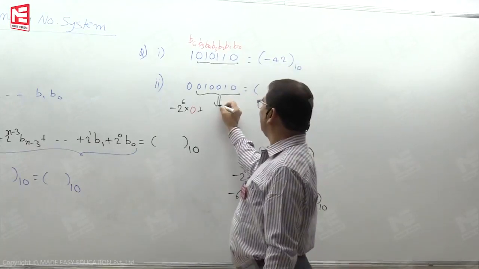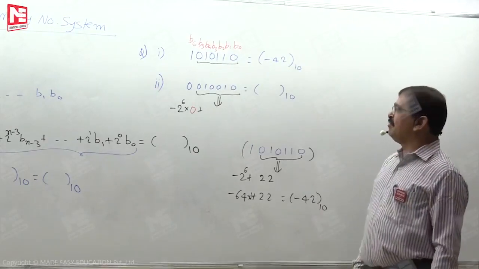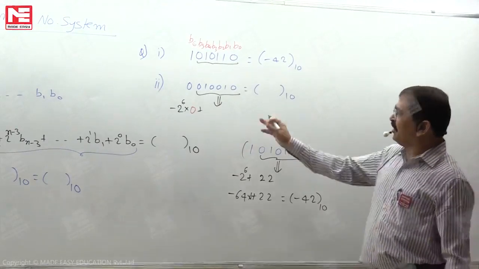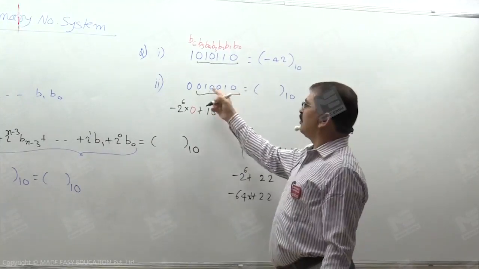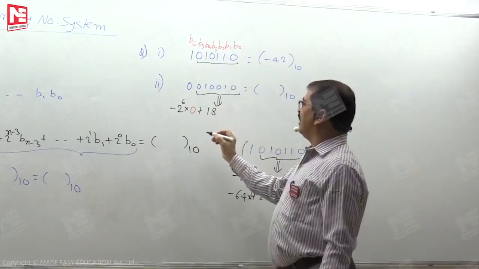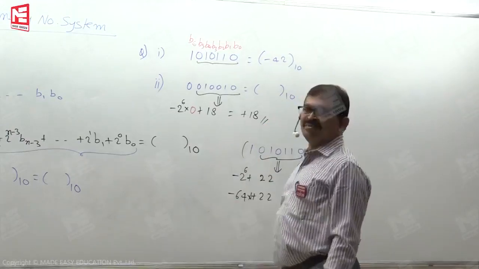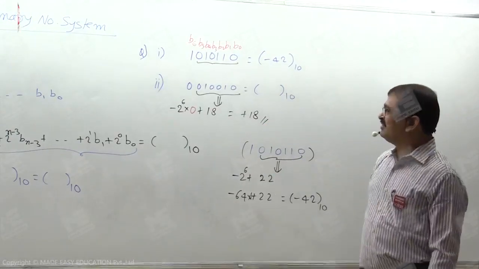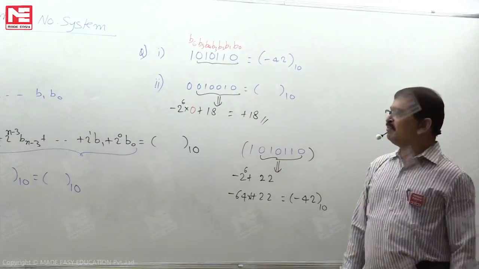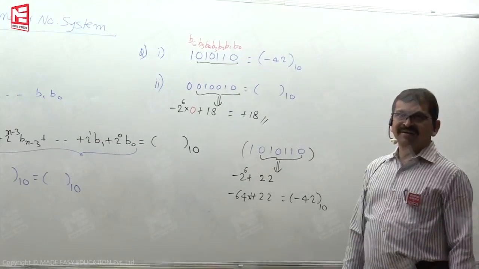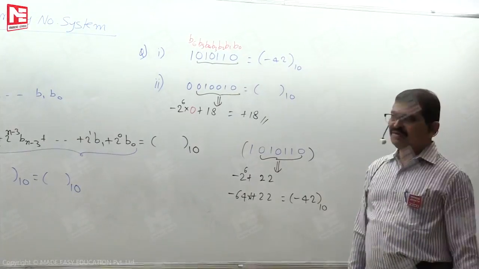plus the equivalent decimal value of the remaining bits. The remaining bits' equivalent decimal value, if you read it, will be 18. Let me check well: 1, 2, 3, 4, 2 to the power of 4 is 16 plus 2, 18. Hence, effectively, this is nothing but plus 18. So you can use this on a number with a positive sign or a negative sign. This is possible for us to use.